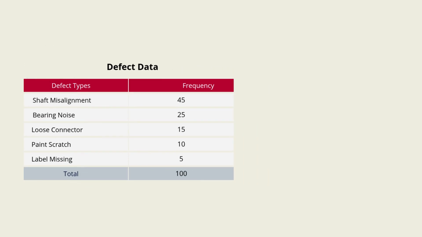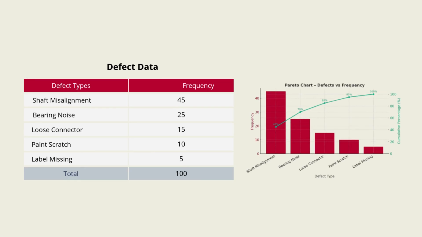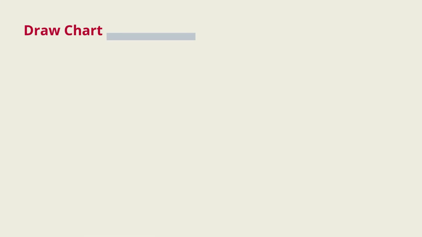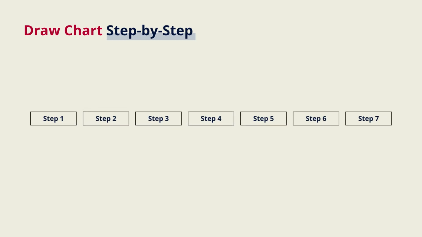When you plot this data on a Pareto chart, something interesting happens. You see that shaft misalignment and bearing noise, 2 out of 5 defect types, make around 70% of all defects. That's your 80-20 rule in action, the vital few versus the trivial many. Now let's go step by step. We have 7 steps of how to create your own Pareto chart.